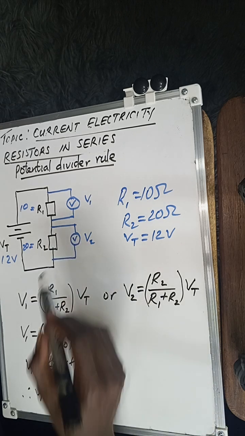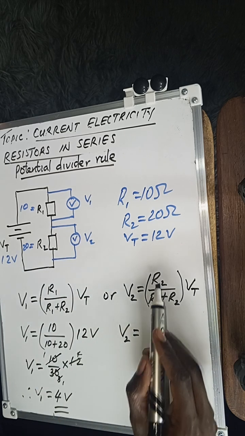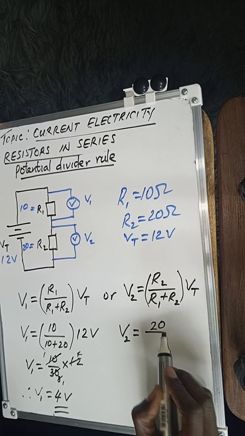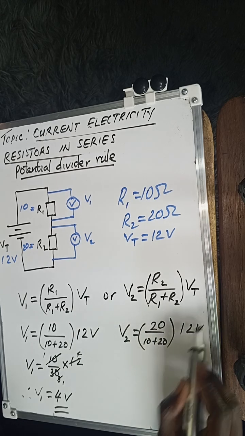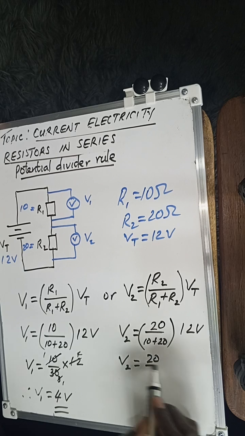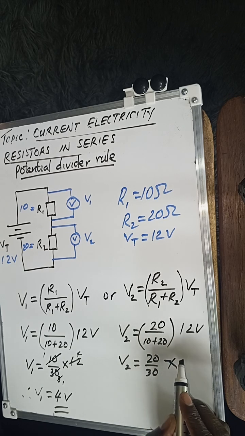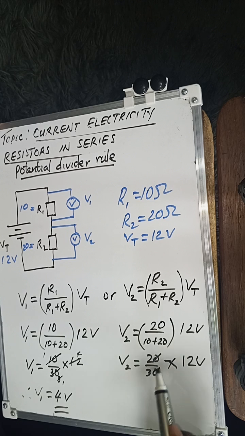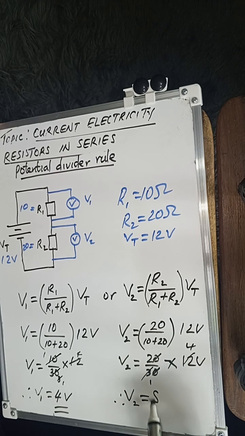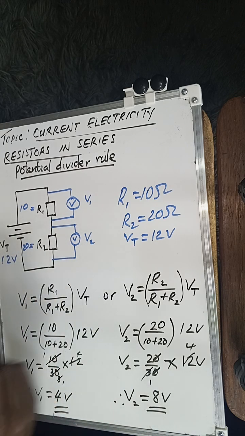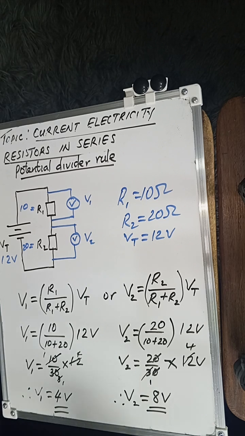What about the voltage across resistor 2? Well, the same. V2 will be equal to resistor 2, so this time it will be 20 over 10 plus 20, multiplied by 12 volts. So V2 will be equal to 20 over 30 multiplied by 12 volts. Remember, this 0 and that 0 can cancel. I can have 3 there, 1, 3 into 12 is 4, 4 times 2. Therefore, my V2 will be equal to 8 volts. So that's what we said. And when you add this and that, it gives you the total voltage. So this is what we call the potential divider rule.